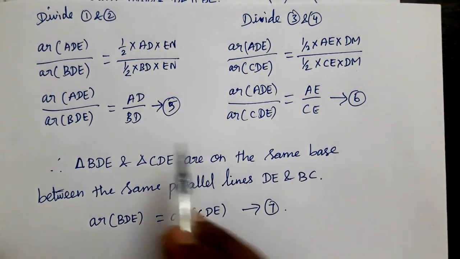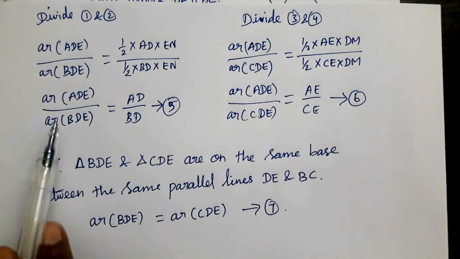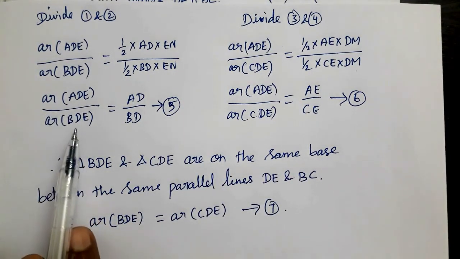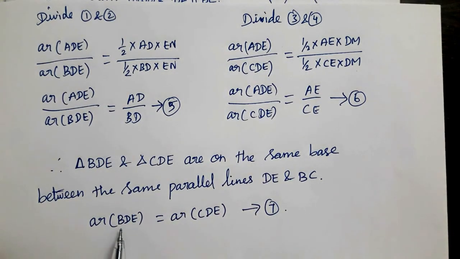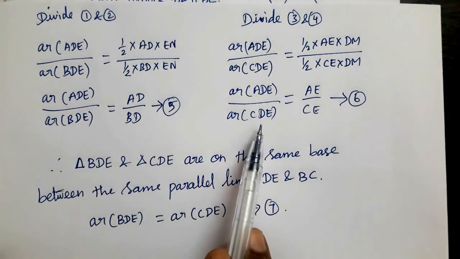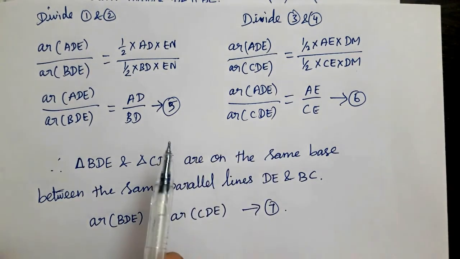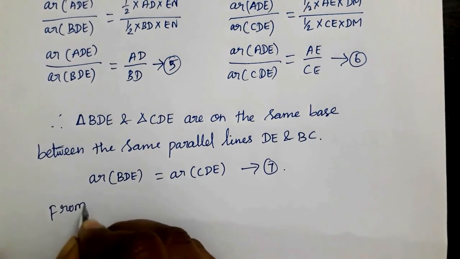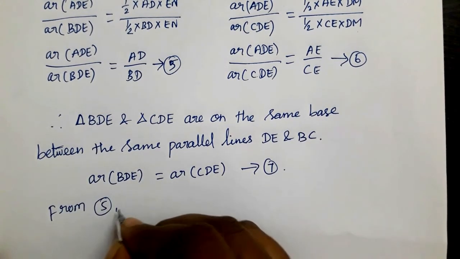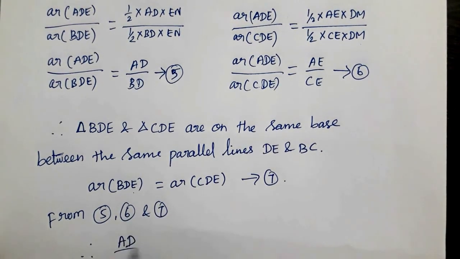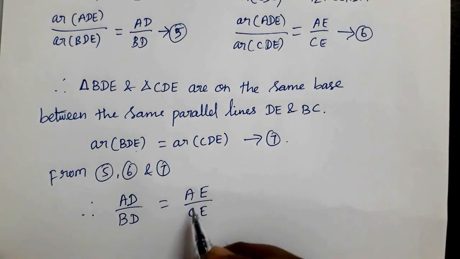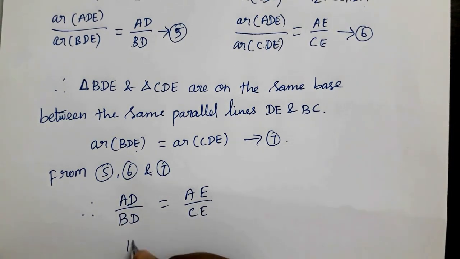Now let us consider equations 5, 6 and 7. Area of triangle ADE divided by area of triangle BDE, and area of triangle ADE divided by area of CDE. We proved area of triangle BDE equals area of triangle CDE. So we come to the conclusion from equations 5, 6 and 7: AD divided by BD equals AE divided by CE. Therefore AD divided by BD equals AE divided by CE. Hence proved.